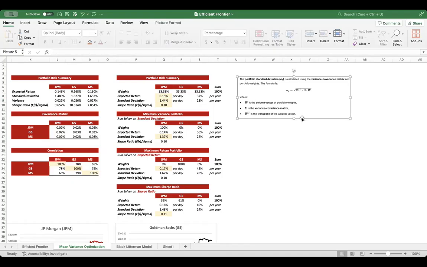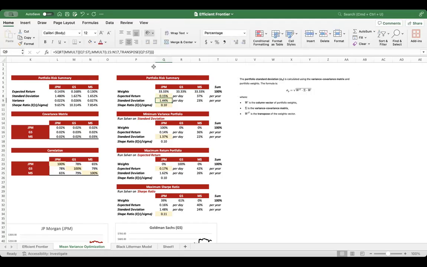Just to summarize, we are utilizing this formula: take the square root of weight transpose times the covariance matrix times the weights. This is a very standard formula for calculating the standard deviation of a portfolio, if you have, let's say, multiple stocks.